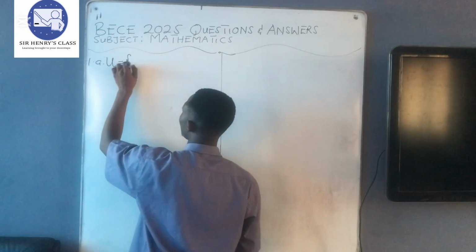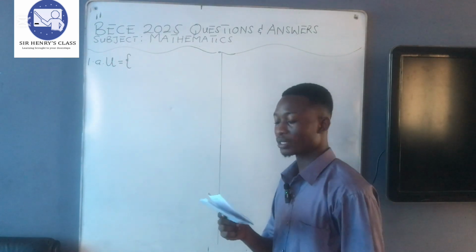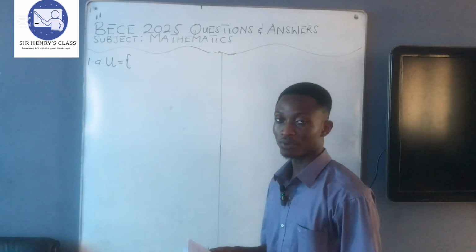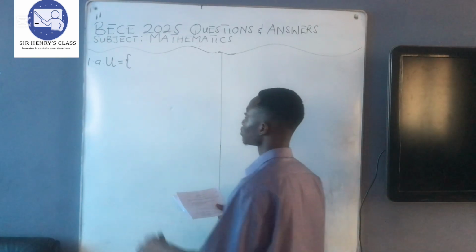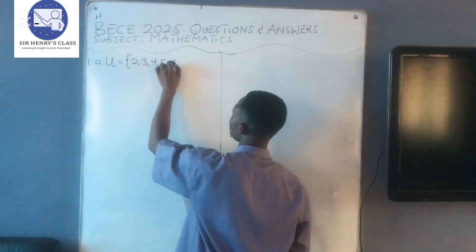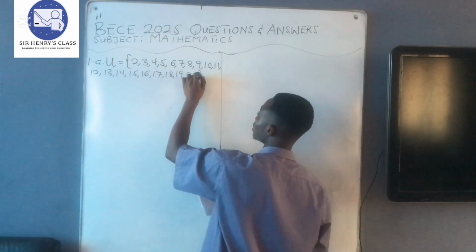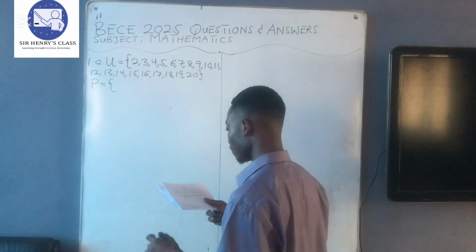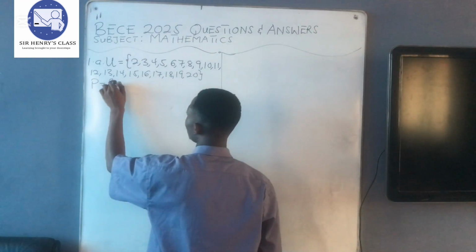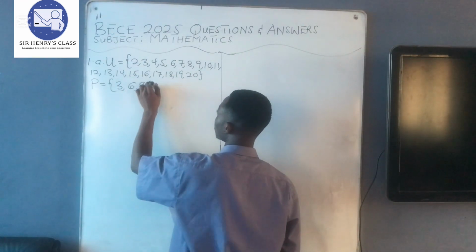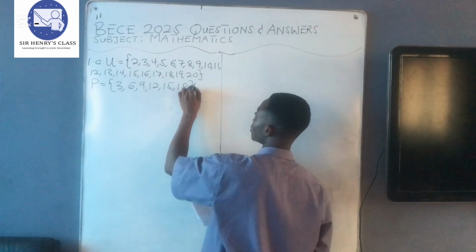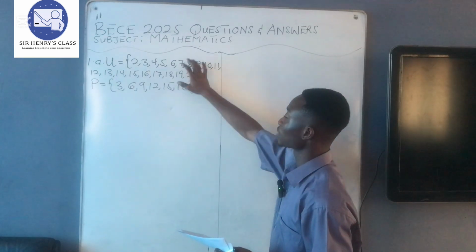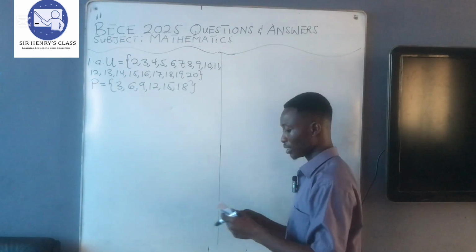So U is given by X such that X is greater than 1 and less than or equal to 20. So all numbers that are greater than 1, less than or equal to 20. So we begin with 2 and end at 20. We have to find the elements in P as well. The elements in P are multiples of 3. So 3, 6, 9, 12, 15 and 18. Don't forget, you can't go beyond the universal set. The last multiple that is here is 18, so that's why you end on 18.